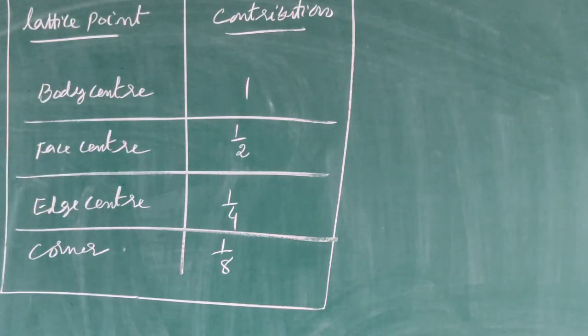Edge center. If you observe this edge, the bottom 2 rooms and top 2 rooms can share that point. So 1 by 4. If you observe the corner, the bottom 4 rooms and the top 4 rooms, 4 plus 4, 8 rooms can share it. So it is 1 by 8. Once again, body center contribution is 1. Face center contribution is 1 by 2. Edge center contribution is 1 by 4. Corner contribution is 1 by 8.